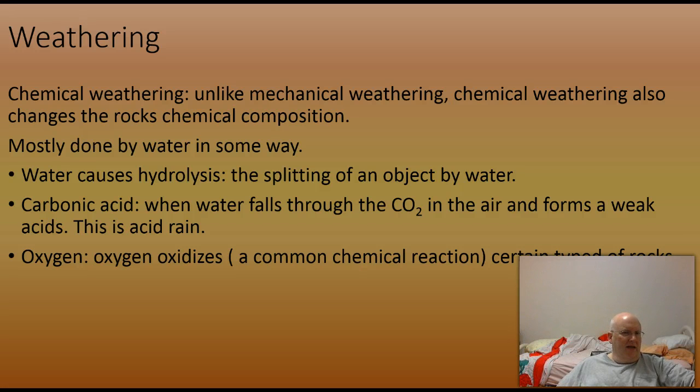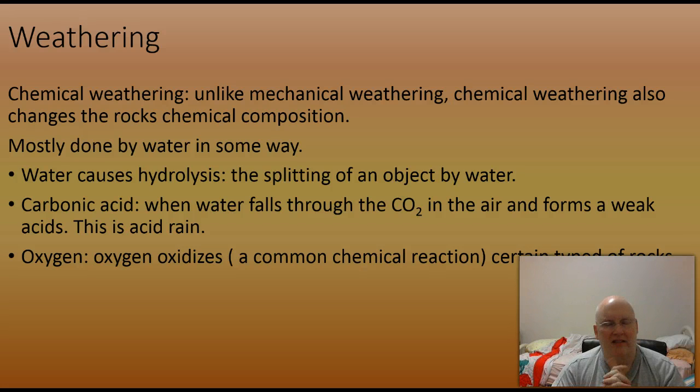It's a weak acid, and basically it's created naturally when raindrops fall through the air, through the carbon dioxide in the air, and mix with the CO2, and the CO2 dissolves in the water in the raindrops, and that creates acid rain. Acid rain is still a small problem, but it was a real big problem in the 80s in the United States. And then the third type of chemical weathering is oxidizing, or it's caused by oxygen.